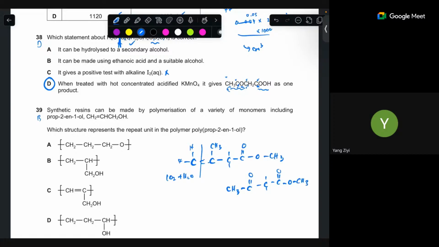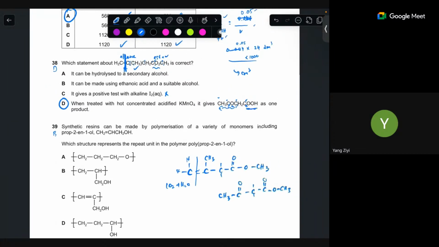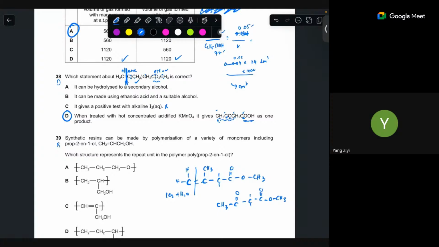So why carboxylic acid? When treated with hot or concentrated KMnO4, it gives carboxylic acid. Yeah, I'm confused with the carboxylic acid. Maybe there is a particular reaction that breaks this. But it's okay. The rest definitely cannot be the answer.